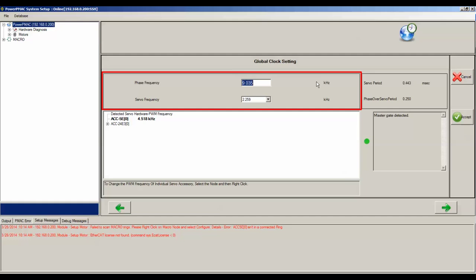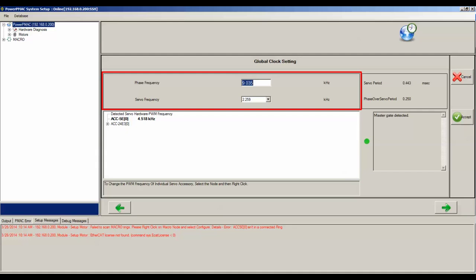The servo rate is the rate at which PMAC computes the output of the servo control algorithm. The phase rate is the rate at which PMAC computes the output of the commutation algorithm and the current loop control algorithm. These algorithms are only for motors that PMAC is commutating.